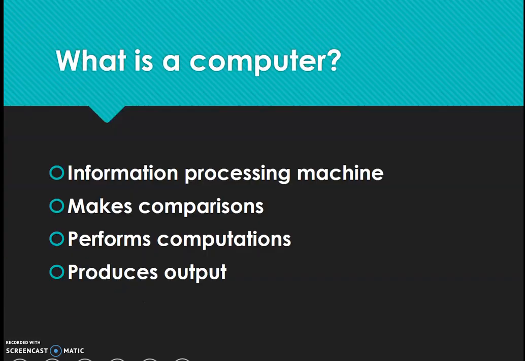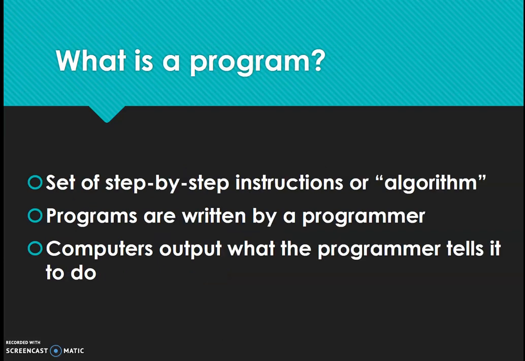So if we recall, we know that a computer can process information, it can make comparisons, it can do math for us, and it can spit things back out at us. It will take that information in, process it, and spit it back out. And in order for the computer to do all of those things, we need to be able to write a set of step-by-step instructions for it.